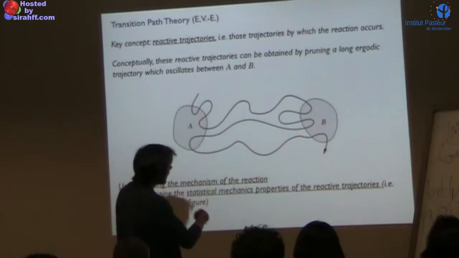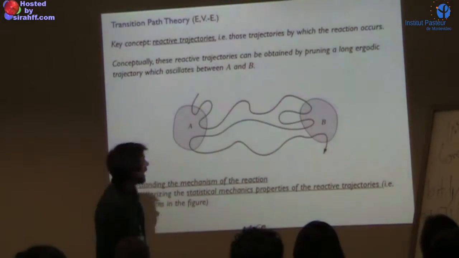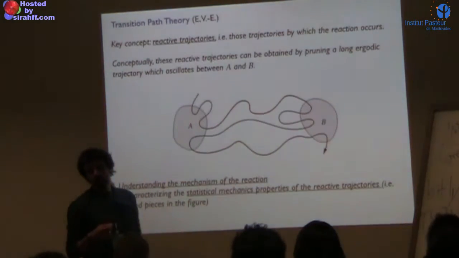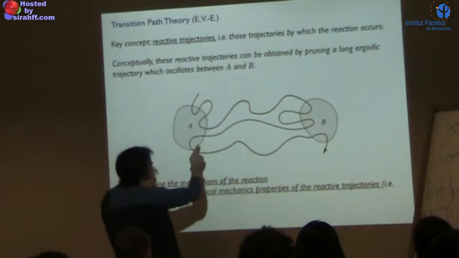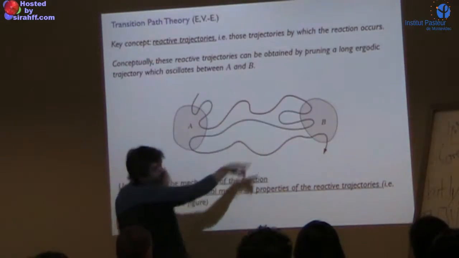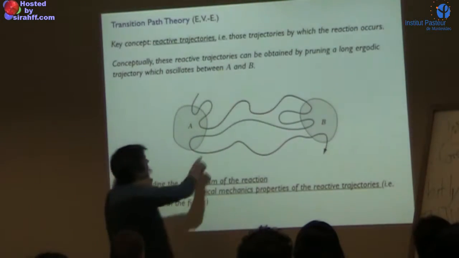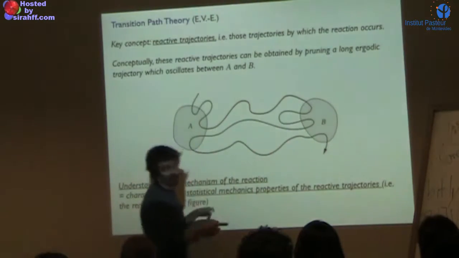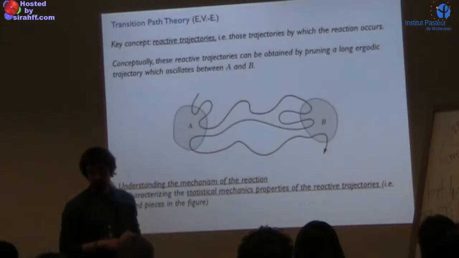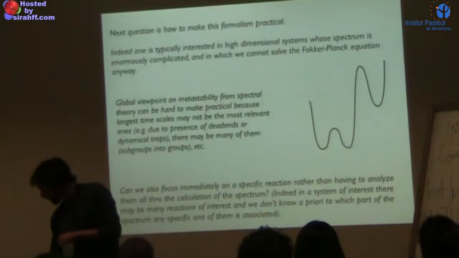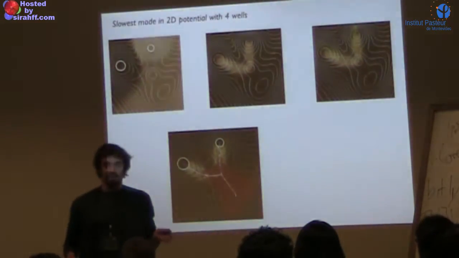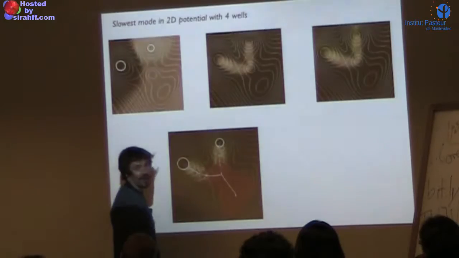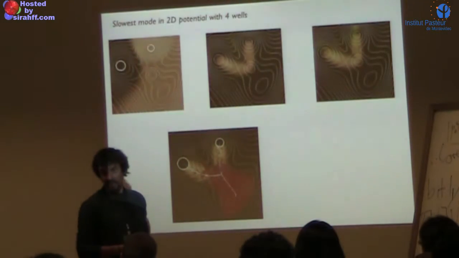So if I imagine that I have a very long trajectory, I can prune out of this trajectory the pieces during which it reacts. I don't know if you see the color, but this is a cartoon of a trajectory. The red pieces are the pieces during which the trajectory leaves the reactant and flies to the product without returning to the reactant in between. Okay. In fact, in all of the examples that I showed before, you only saw reactive trajectories. This is an example of a reactive trajectory. So the reactive trajectories themselves can be very complicated.